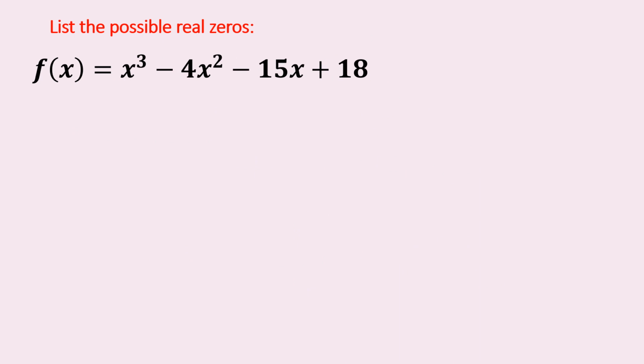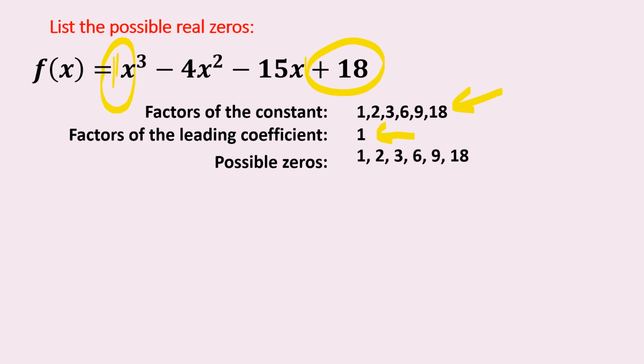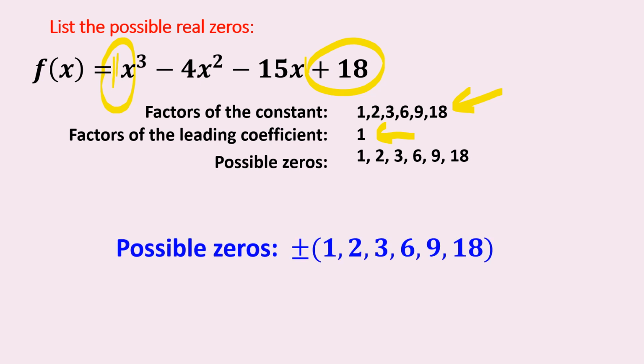So factors of the constant, which is 18. So 1 and 18, 2 and 9, 3 and 6, 4 doesn't work, 5 doesn't work. And that's all of them. Factors of the leading coefficient: there's no number here, it's an invisible 1. So just a 1 for the leading coefficient. We take the factors of the constant and divide them by the factors of the leading coefficient. They're all divided by 1, so we just get those same numbers as factors of the constant. So plus or minus 1, 2, 3, 6, 9, 18.